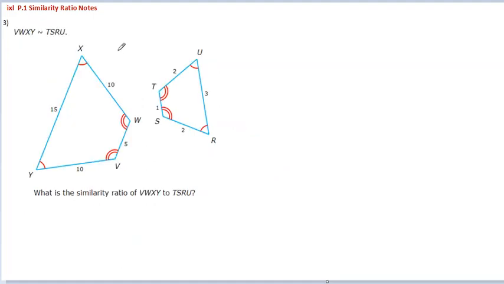Okie doke. This is our next one. We're going to look at these two shapes here, these polygons. We can look at VW. VW has a number. Does TSU have a measurement? TS does. So we can use that as a ratio. I'll do it over here. We have VW is in proportion to TS. And then you just go and fill in your numbers. VW is 5. TS is 1. And that reduces to 5.